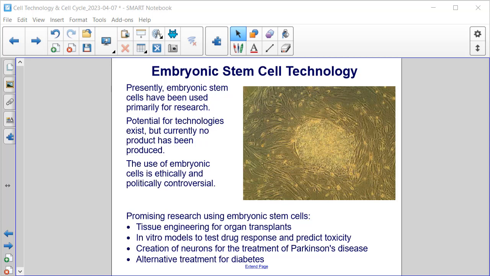Promising research using embryonic stem cells includes tissue engineering for organ transplants, in vitro models to test drug response and predict toxicity, the creation of neurons for the treatment of Parkinson's disease, and alternative treatments for diabetes.